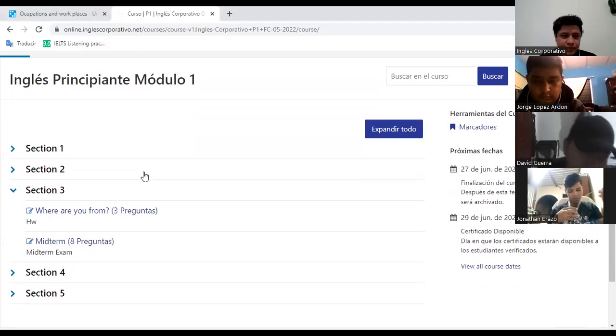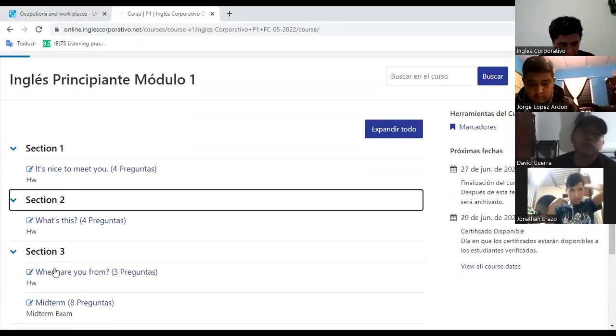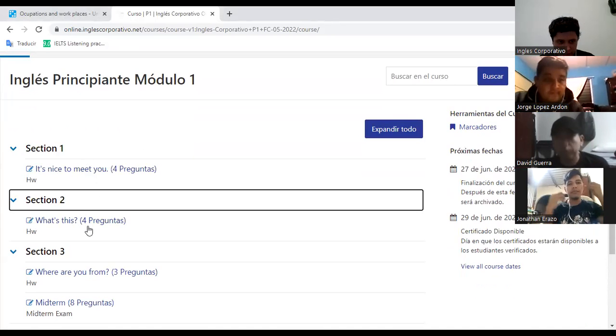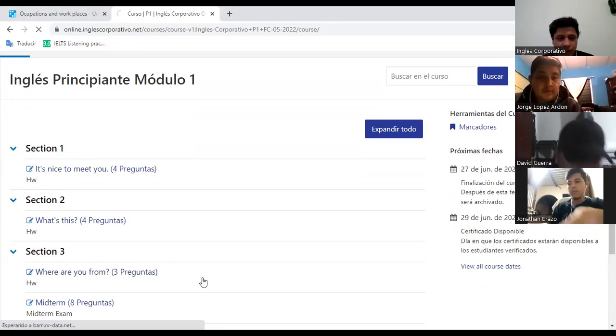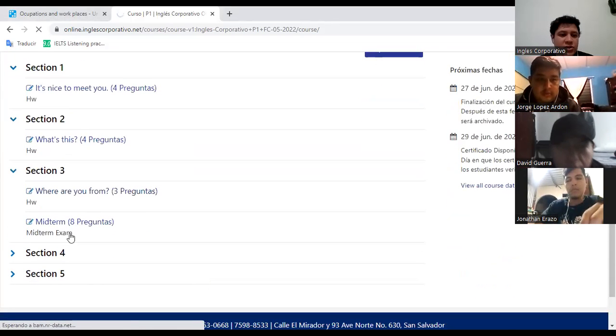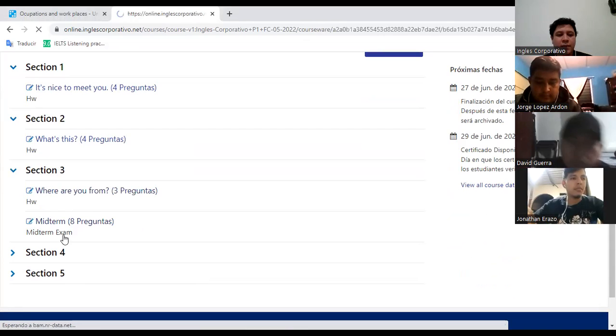So, let's see. Section one, esto y esto ya deben estar terminados, okay? Y ayer terminamos esta parte, right? Section number three. So, for tonight, guys, we are going to make this one. Este es el que realizaremos hoy, right? Midterm, okay? You can say midterm, midterm exam, okay?